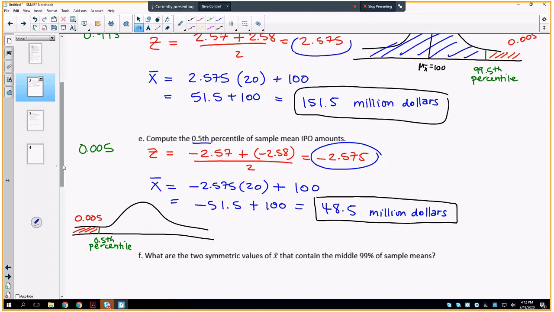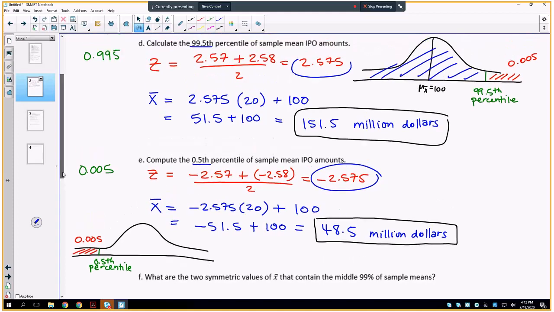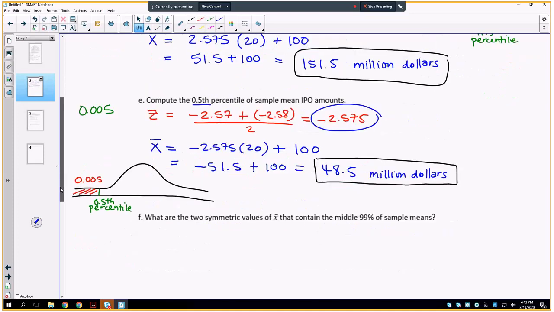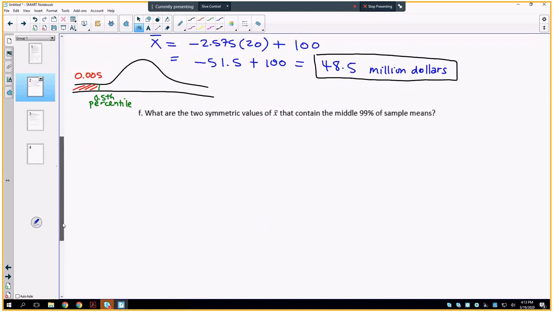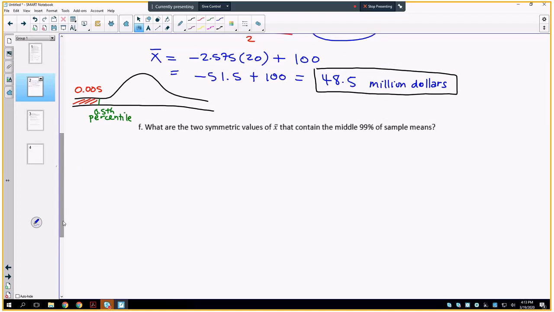So rather than looking at the table, if I had recognized this symmetry from the beginning, then I could have just said my z-score is going to be minus 2.575. I already know that because I found it in part D. If we didn't recognize that, that's fine. We have this method of using the table. We used it. We got the right answer. No harm, no foul.